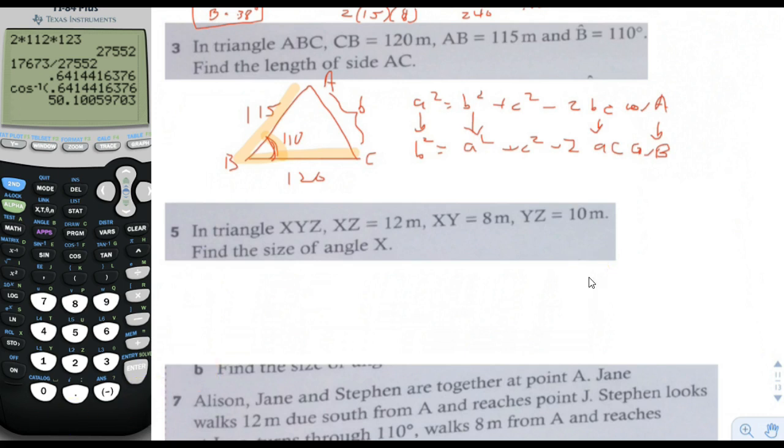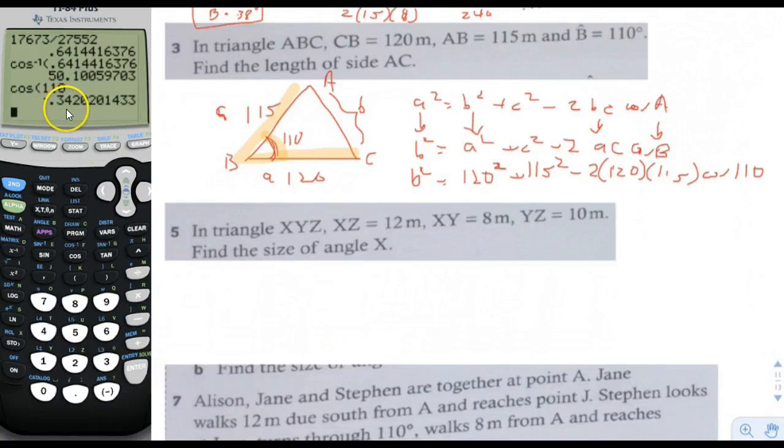Okay, so now we just put in the numbers. So b squared we don't know. A squared, that's A, would be 120 squared. C squared, this is C, is 115 squared, minus 2 times 120 times 115 times the cosine of big B, which is 110. So the only part that we're going to do here is the cosine of 110. Cosine of 110 gives me negative 0.342.